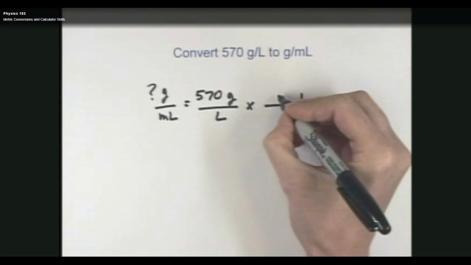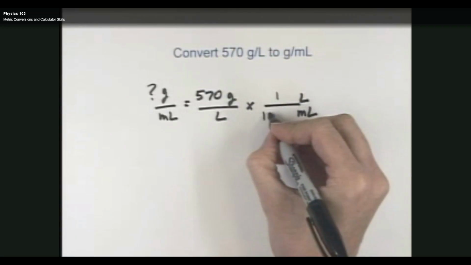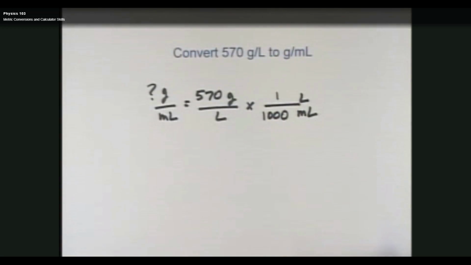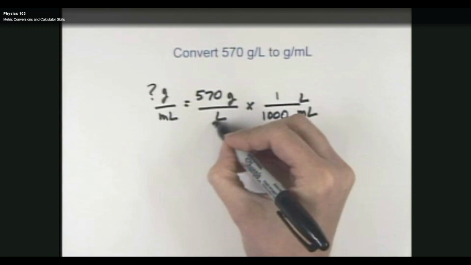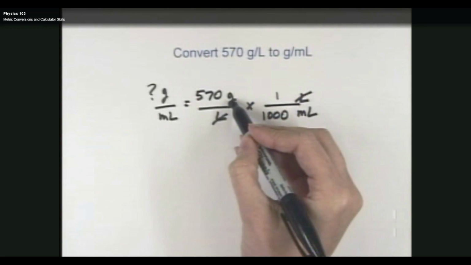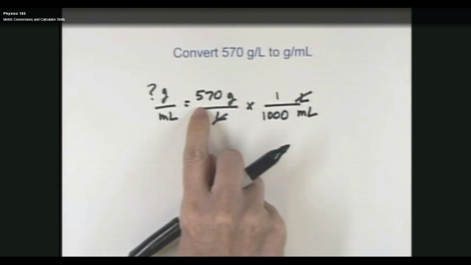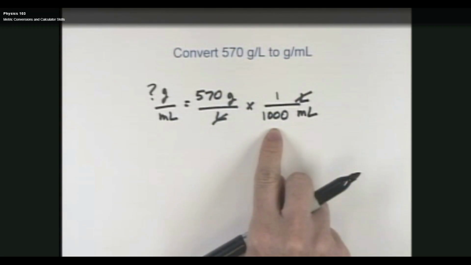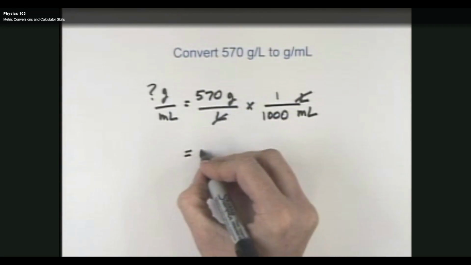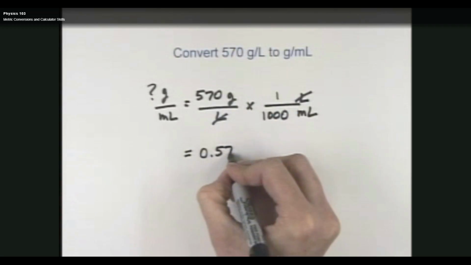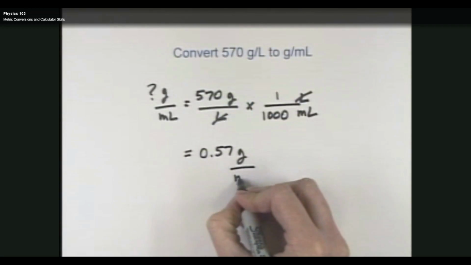The fact is that 1 liter is 1,000 milliliters. Check your units. Liters cancels out. You're left with grams per milliliter. This tells us to take 570 divided by 1,000. And the answer is 0.57 grams per milliliter.